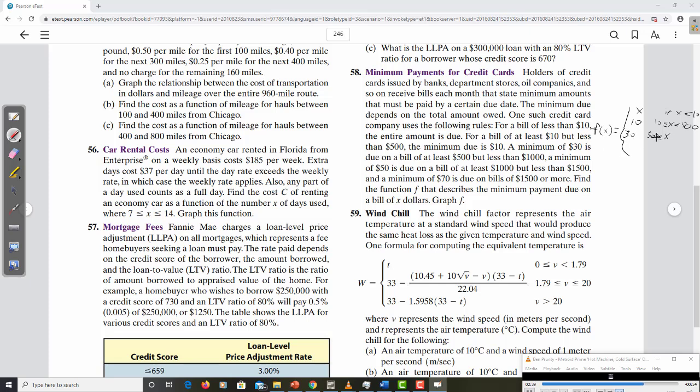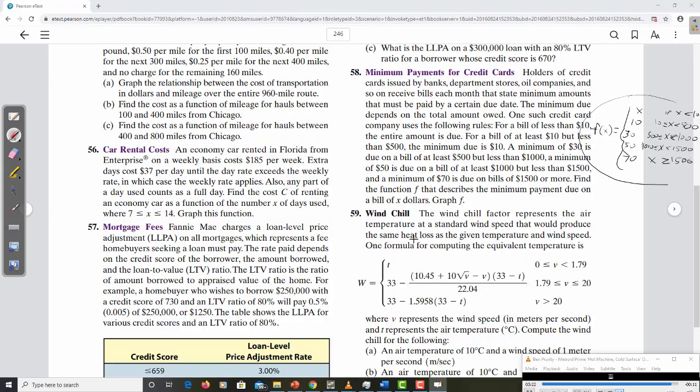Less than or equal, no, less than 1,000. Then we're going up to $50. That's for 1,000 less than or equal to x, less than 1,500. Then for everything above 1,500, we have the same thing, so we're paying 70. Another rung here: 70 if x is greater than or equal to 1,500. So there's the function.